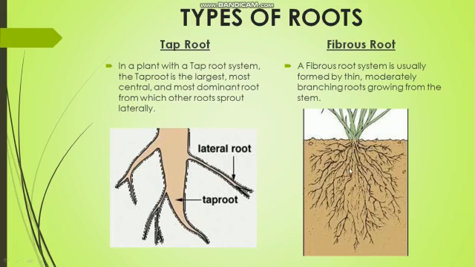So as you can see, here the roots are in such a way that we can feel like there are fibers present, whereas in this there is one main root. So this is the difference between the two types of roots, that is taproot and fibrous root.